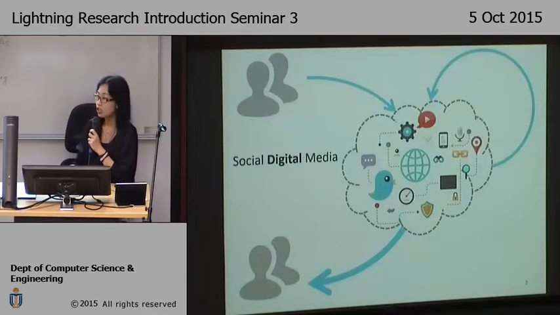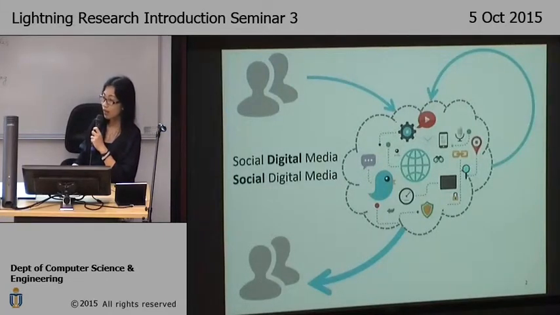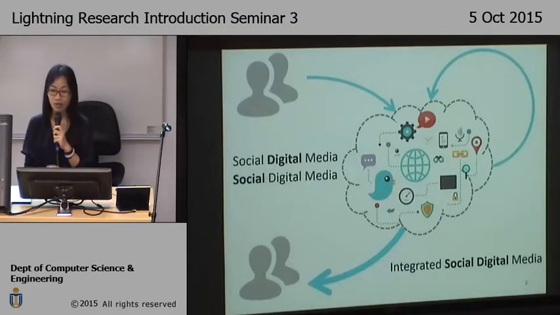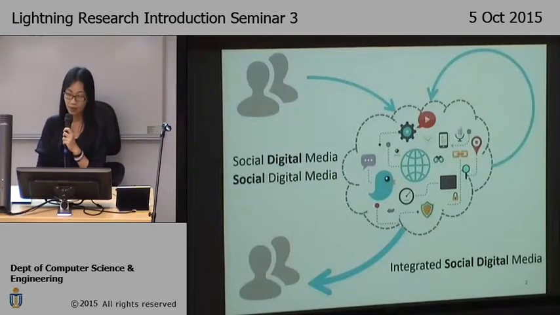The first is digital media that are designed to enhance social communication. The second is social media empowered by rich digital content. And the third is interactions and experiences with integrated social digital media.